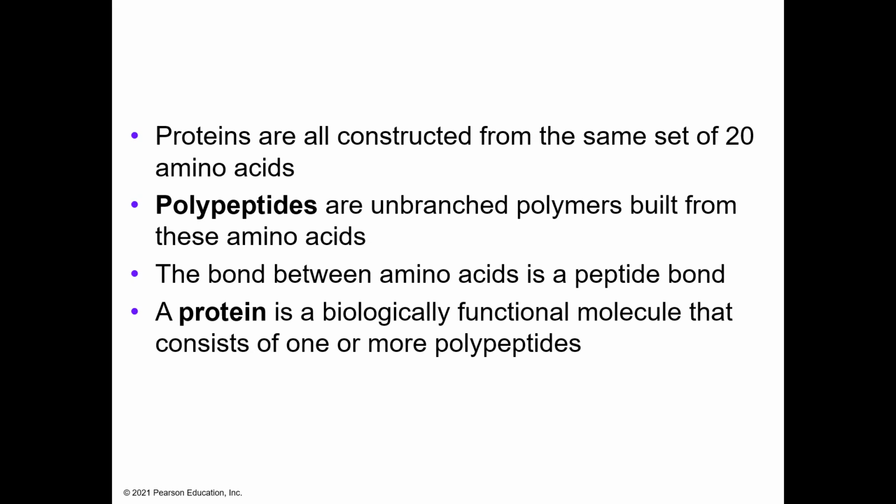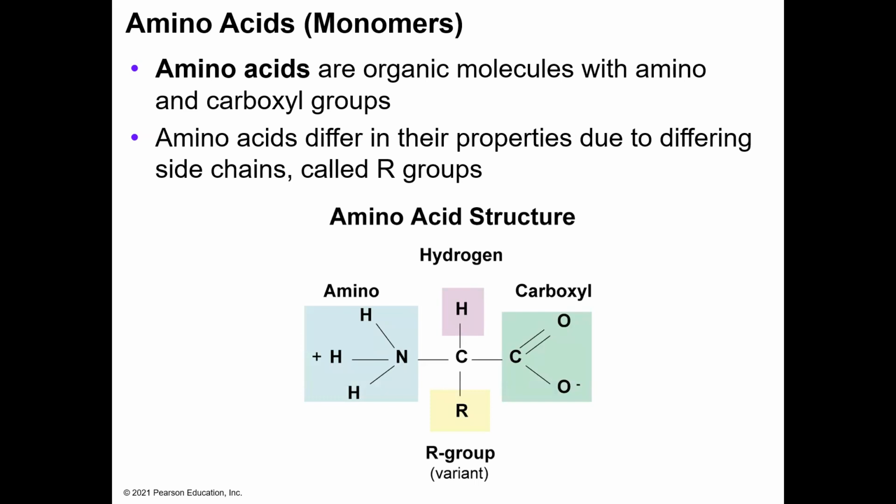So a protein is a biologically functional molecule that consists of one or more polypeptides. These polypeptides are once again built from the amino acids, which are considered the monomers of the proteins. There are 20 amino acids that are important for biological life. The amino acid structure has an amino group and a carboxyl group. In this image here, you can see the amino acid structure with an amino group on one side, carboxyl on the other, a hydrogen in the middle, and then more importantly, an R group.